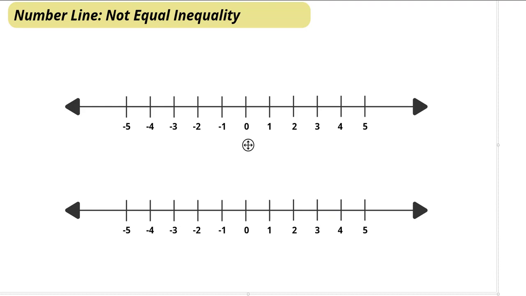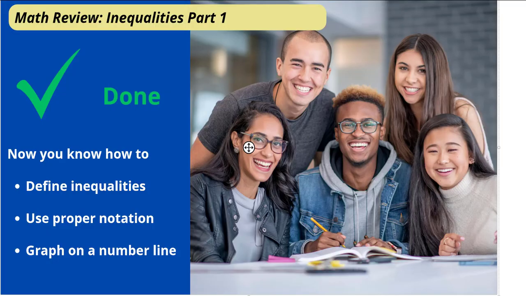So let's suppose we had x does not equal 2. That means 2 is excluded. So we're going to use the open circle. Generally, we could do the parentheses on both sides, but sometimes if there's two back to back, it's hard to tell. So we're going to shade everybody to the right would work. Anybody to the left would work as long as it's not 2. So we're done. Now you know how to define inequalities, use proper notation, and graph on a number line.